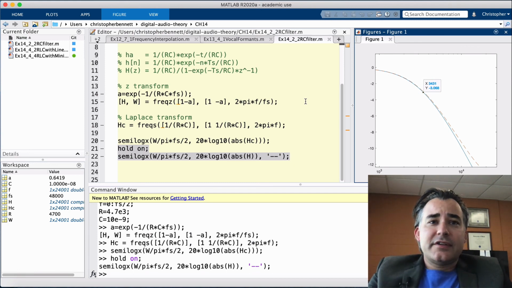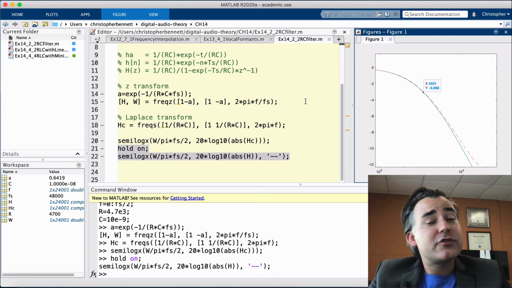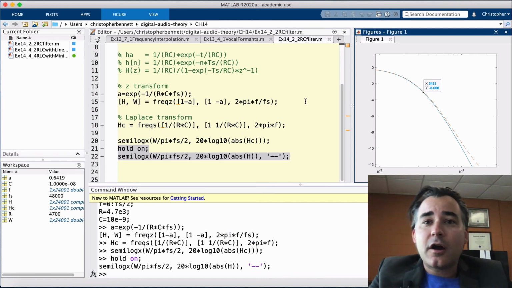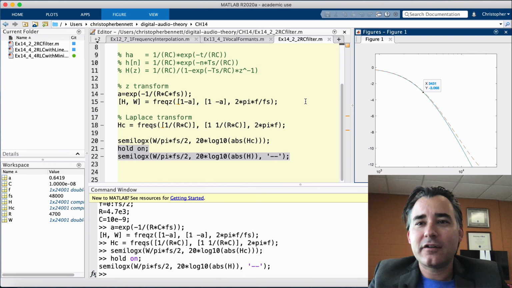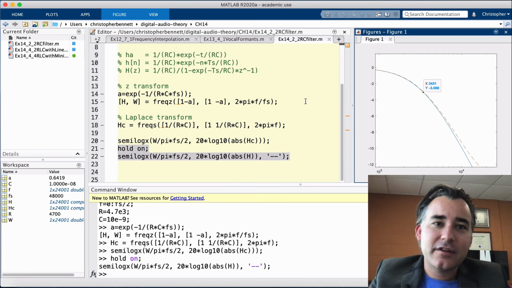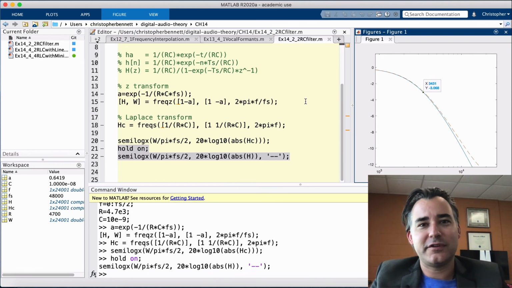Although it's not shown in this example, MATLAB and Octave both contain a function called impinvar, I-M-P-I-N-V-A-R, that takes the numerator and denominator coefficients for an analog filter and returns the comparable coefficients for a digital filter using the impulse invariance method.